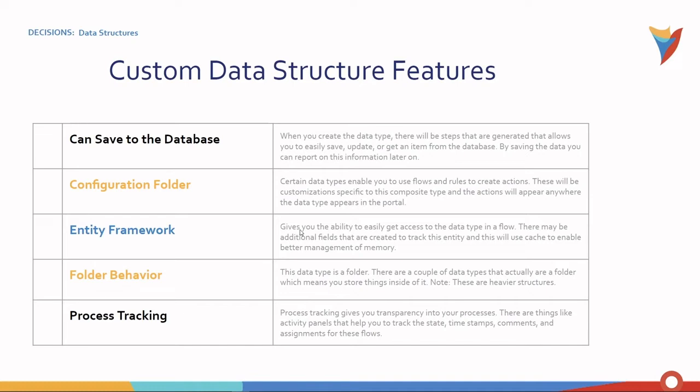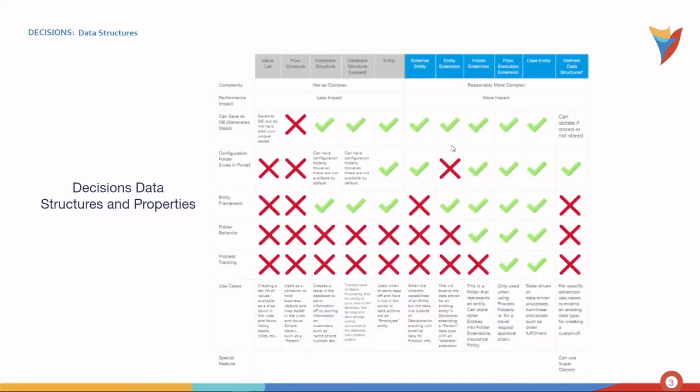And then last but not least, we have process tracking. Now, process tracking gives you the transparency into your processes. So there are things like activity panels that will help you to track the state, timestamps, comments, and assignments for these flows. And this is, again, going to apply to just a small subset of our data structures. So if we go on over to our next slide here, we'll be able to see some of these structures that we have available.